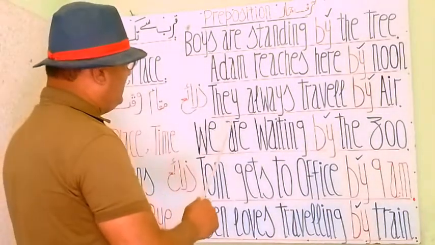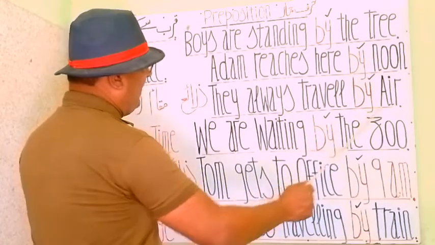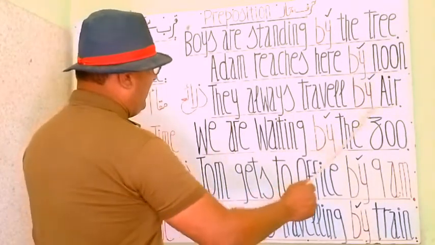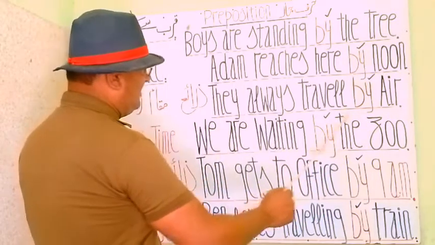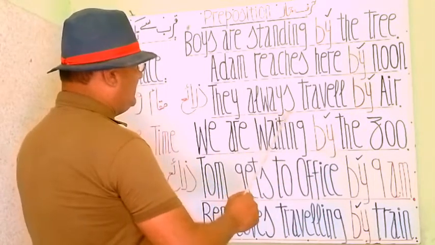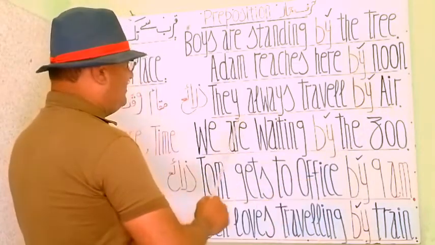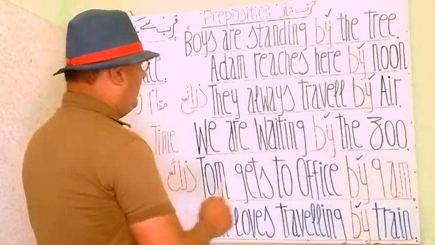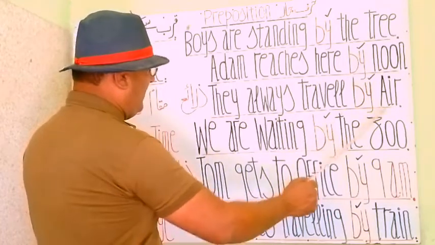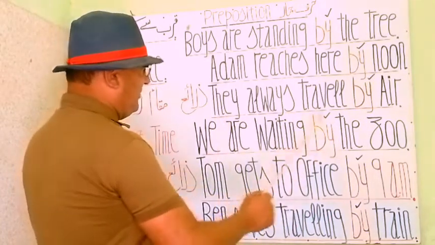See the next one is, they always travel by air. वो हमेशा जहाज से सफर करते हैं. They always travel by air. वो हमेशा जहाज से सफर करते हैं.